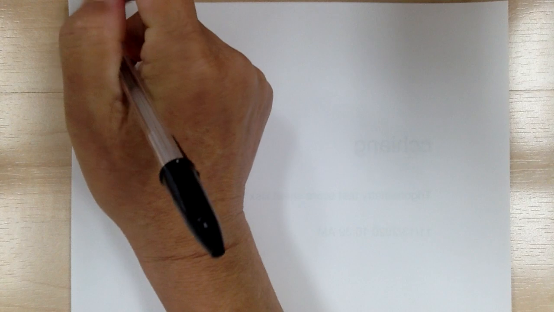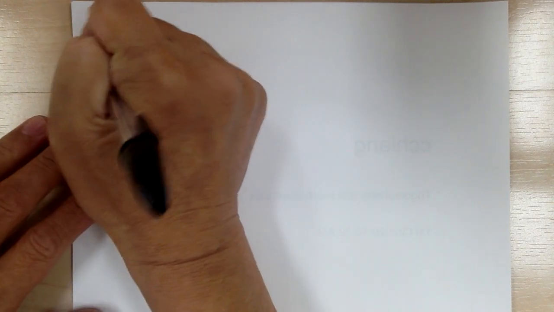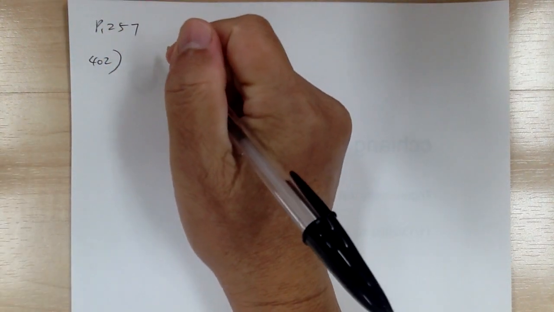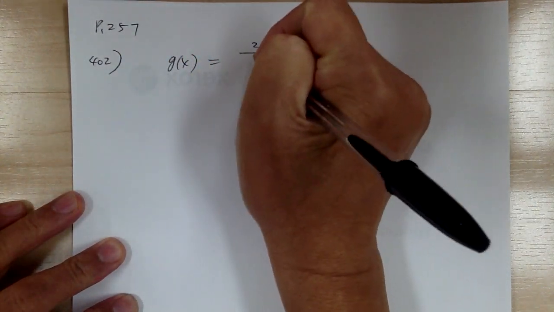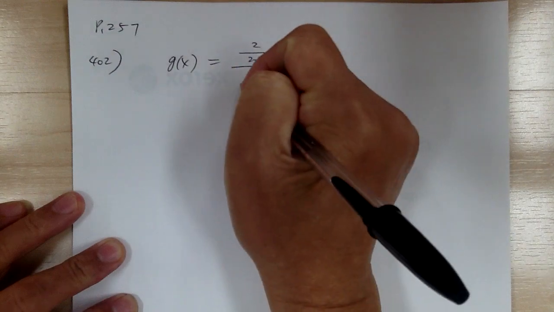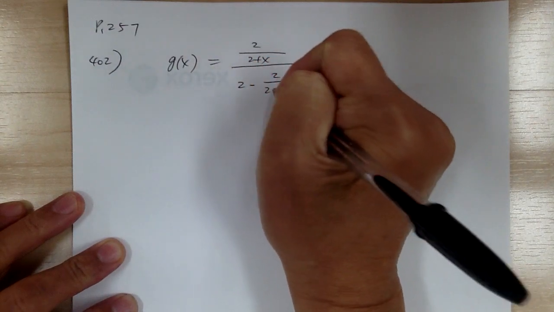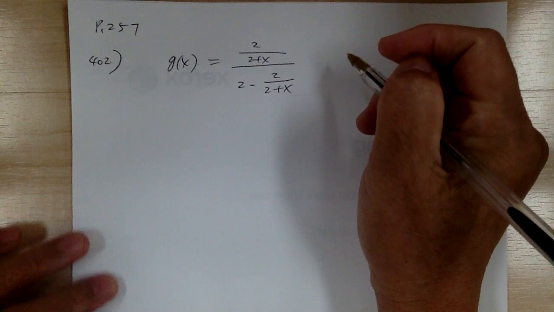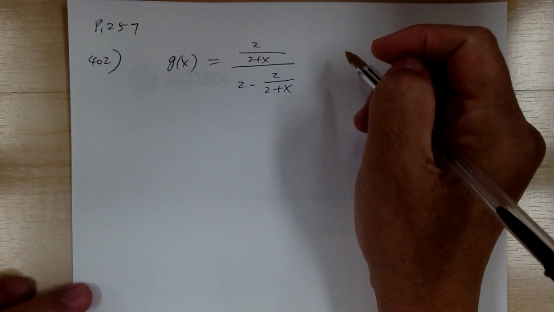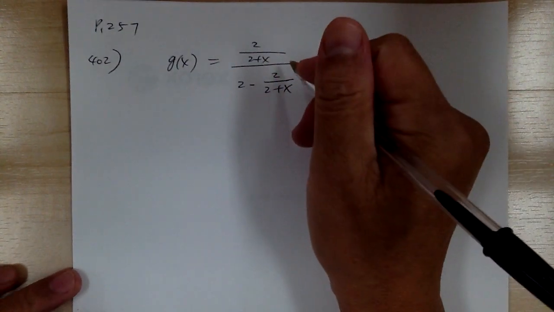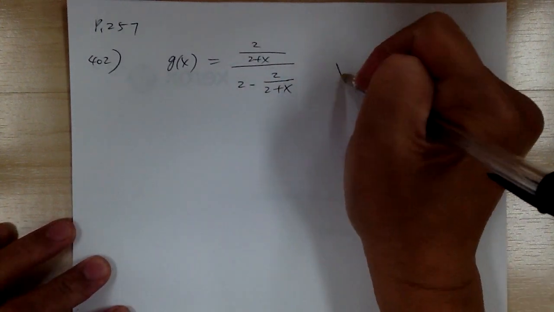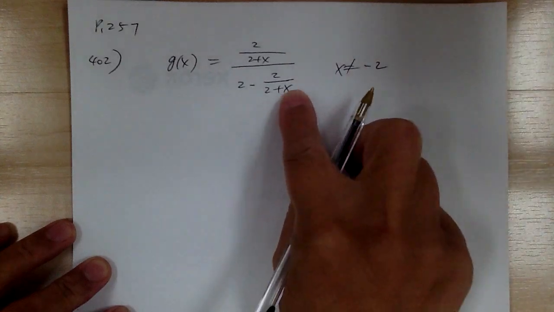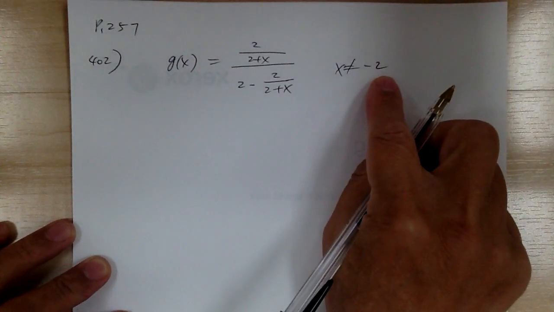Let's go to page 257 and let's start with number 402. Okay, so you have g of x equal to 2 over 2 plus x, minus 2 over 2 plus x. And it asks what value of x must be excluded from the domain of this function. Well, right off the bat, we can see that x cannot equal -2 because of that. Okay, so that must be excluded.